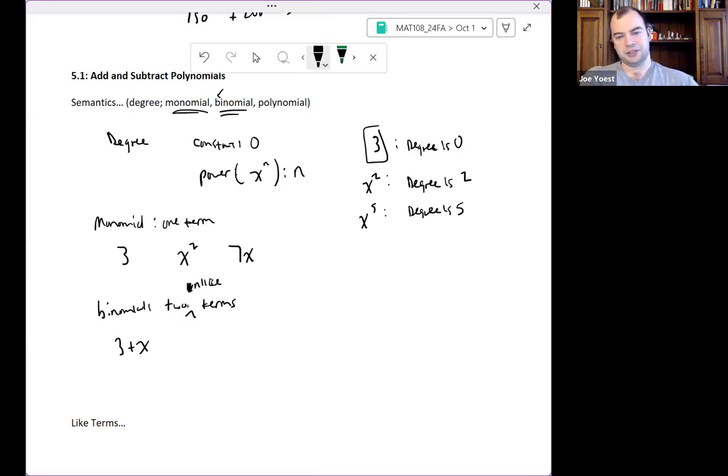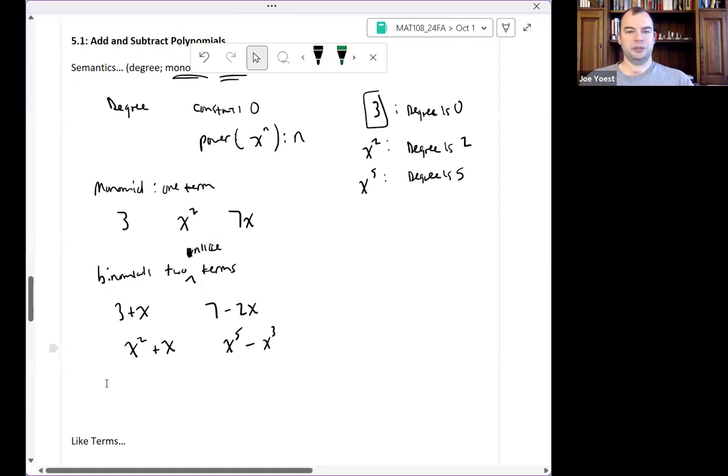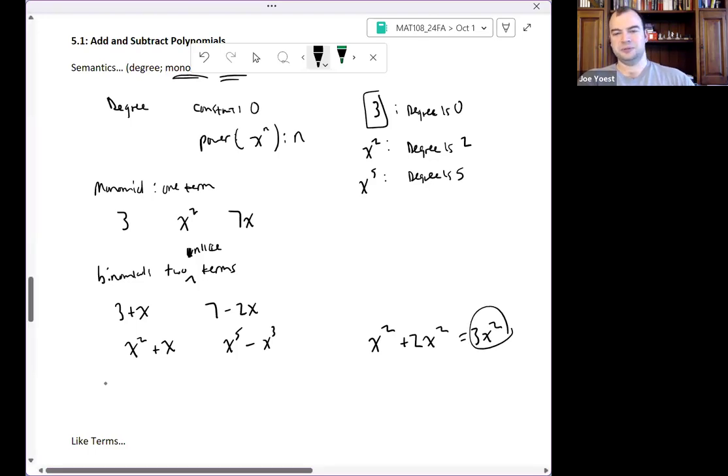So something like 3 plus x, or 7 minus 2x, or x squared plus x, or x to the fifth minus x cubed. These would all be examples of binomials. Two monomials added together where we don't have like terms. In other words, we can't simplify anything here. We can't combine these down into a single monomial. I can't do x to the fifth minus x to the third. If I had something like x squared plus 2x squared, I could simplify that to 3x squared. That would really just be a monomial.